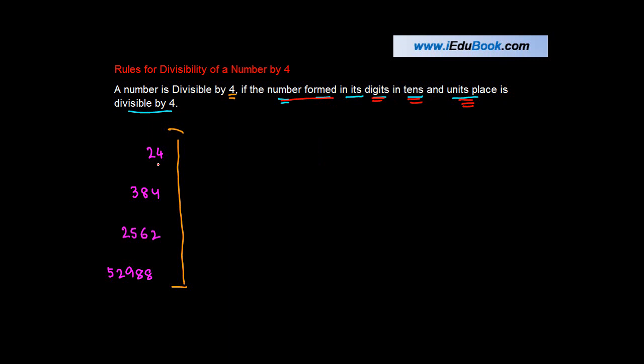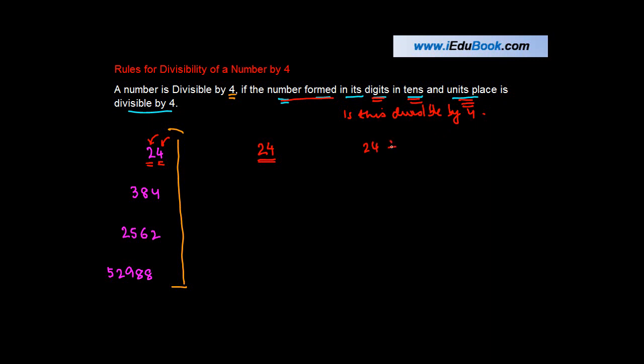So what is the number formed if I look at 24 in the tens and units place? In tens place I have a value of 2, and in units place I have 4. So the test is whether the number formed by the digits in the tens and the units place is divisible by 4. I pick them out, and then I see, is this divisible by 4?